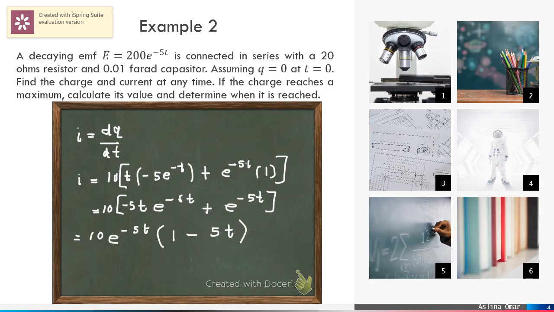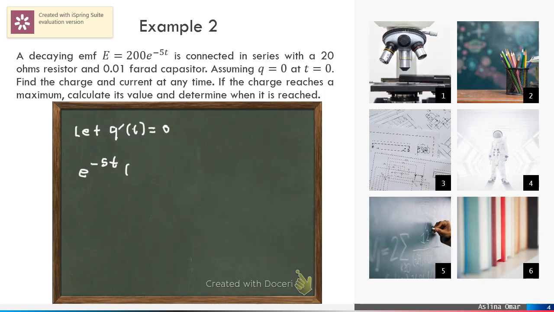Okay, so kita set dia equals to 0. So 10, 1 tolak 5t equals to 0. So kalau you tengok exponential tak boleh sama dengan kosong. So 10 e to the negative 5t tak boleh sama dengan kosong. Jadi kita ambil 1 tolak 5t equals to 0. So t equals to 1 over 5.